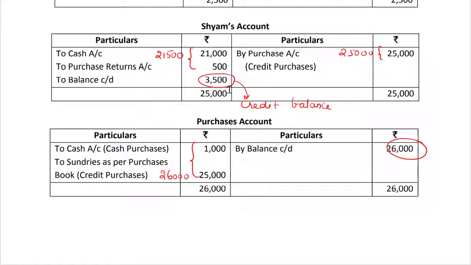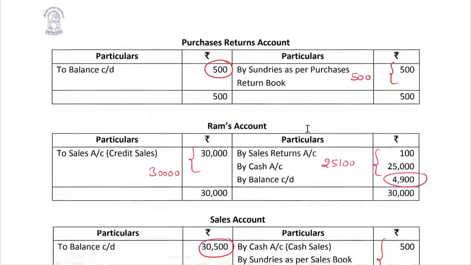Let's see the purchases account also. Purchases account, the balance is on the credit side. That means what? It is a debit balance. Shyam account, credit balance 3,500. Purchases account, debit balance 26,000.